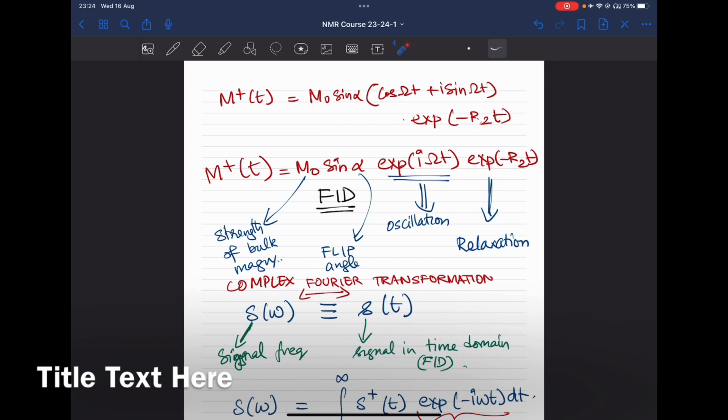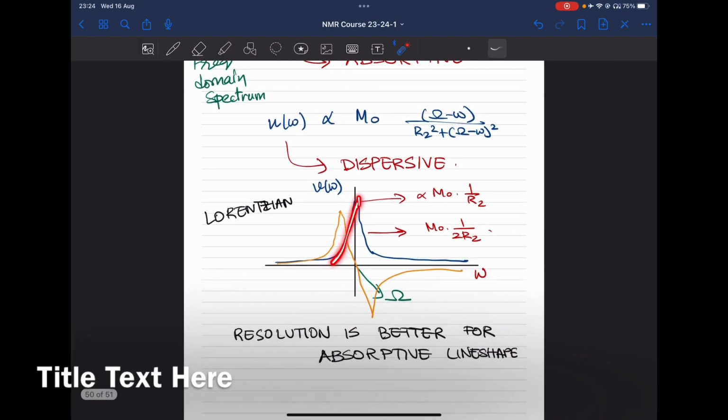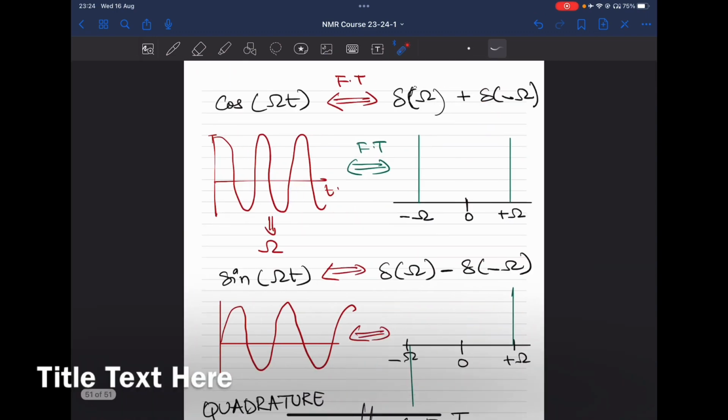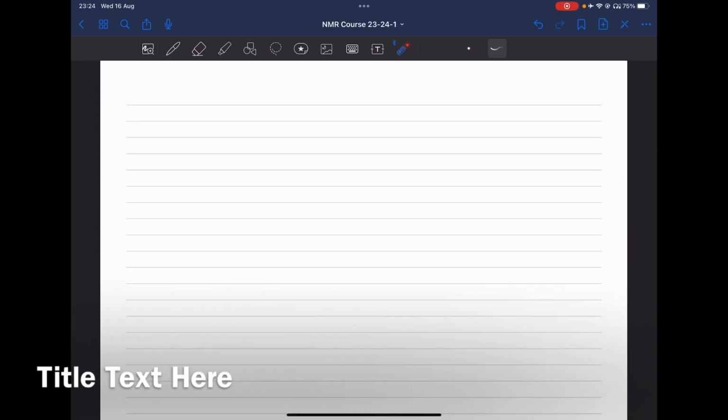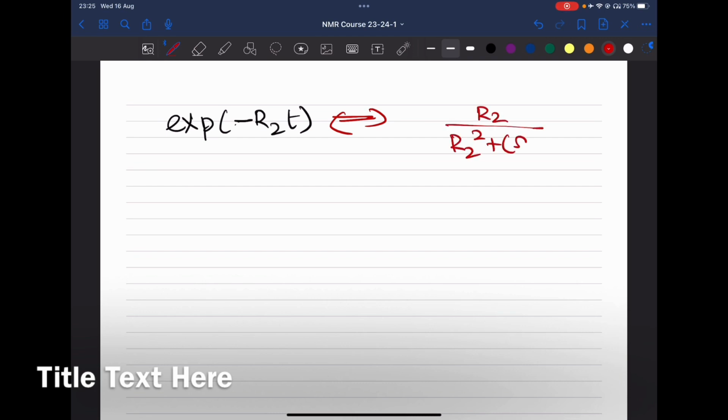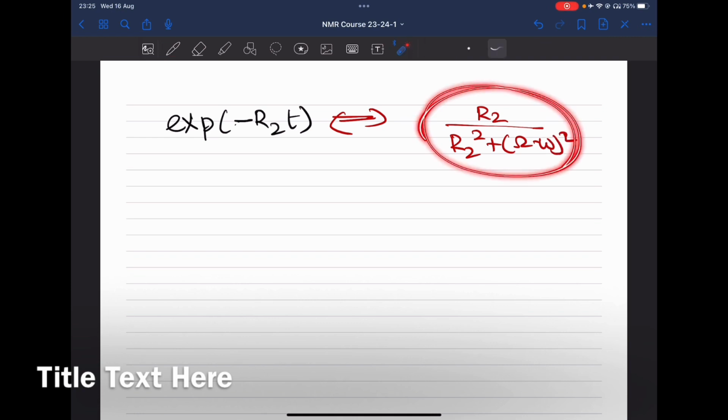Now the immediate question comes up, if Fourier transformation of e power i omega t is just a delta function, why does the width come up? You should have had a resonance which looks like a single line at the carrier frequency, which is how I have drawn it here. So this comes up because Fourier transformation of exp minus R2 t results in the Lorentzian line shape. So basically you will end up getting R2 over R2 squared plus omega minus omega squared. This is what is the Lorentzian line shape.